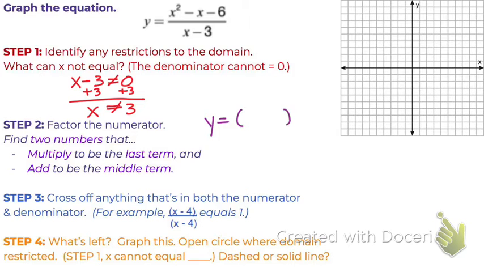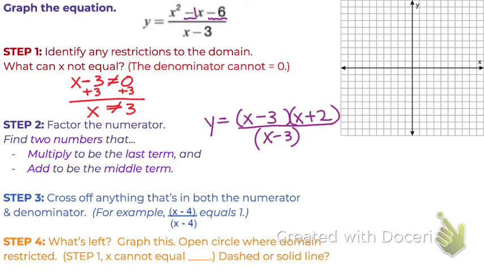So if I look at that, I'm going to change it into a multiplication problem. And I'm looking for two numbers that multiply to give us the last term, so multiply to give us -6 and add to be that middle term, which is -1. So if I go through my different options, I see that it's -3 and +2. -3 times 2 is -6, and -3 plus 2 is -1. And my denominator is still x minus 3.